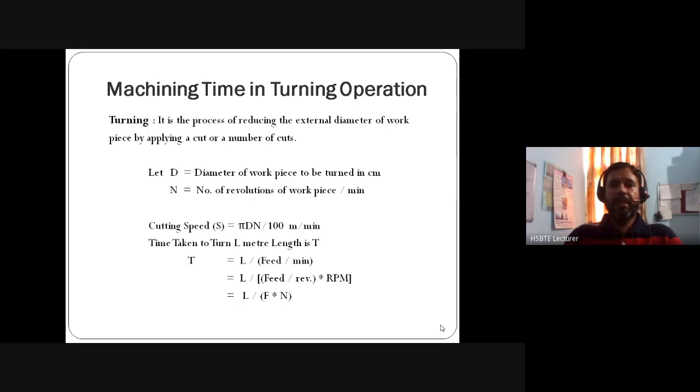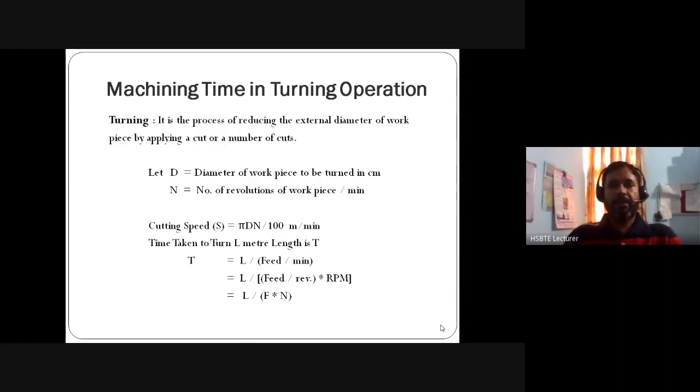Machining time in turning operation. We have already discussed what is turning. Turning is the process of reducing the external diameter of a workpiece by applying a cut or a number of cuts. If the material removal is up to a lesser amount than a single cut, one cut is applicable; if the material removal is up to a larger extent, then a number of cuts may also be applied.